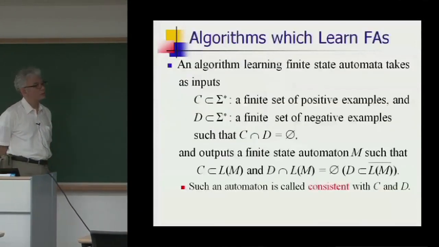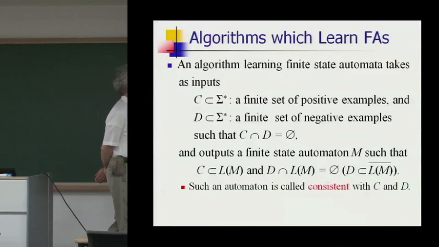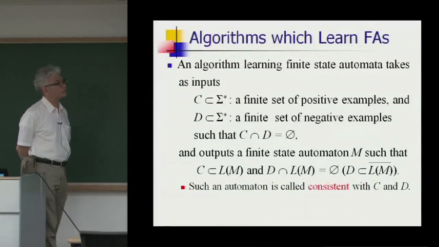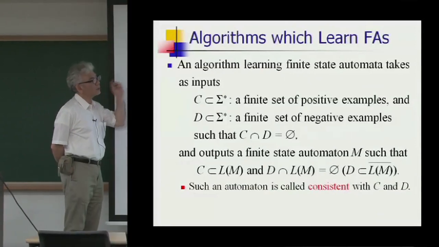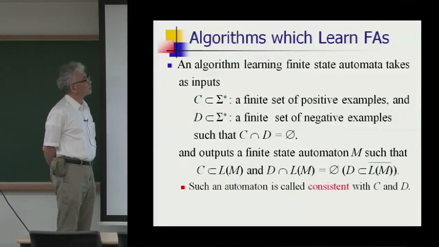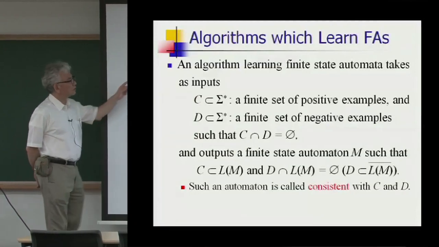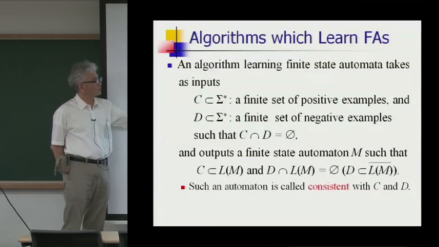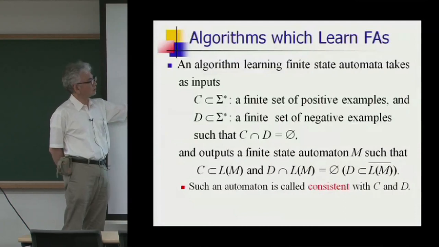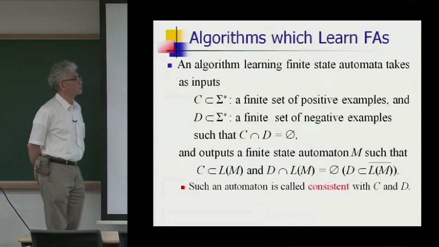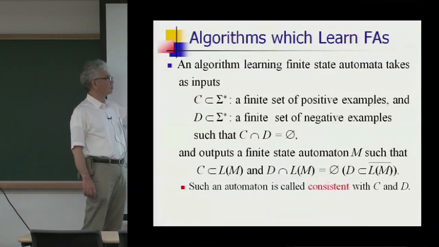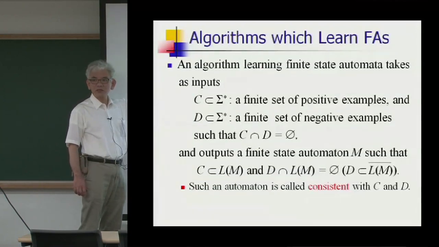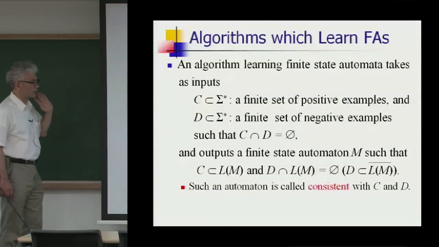Okay. Now we review the last lecture. In the last lecture, I taught an algorithm learning finite state automata, and such an algorithm takes as inputs some finite set C of positive examples and a finite set of negative examples. And each element of the positive examples and the negative examples is a string over some alphabet. This is the first assumption.